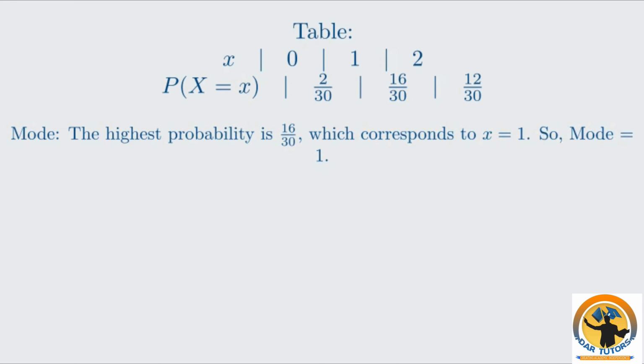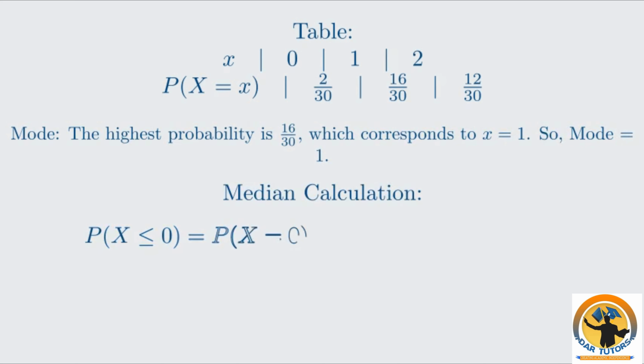To find the median, we calculate the cumulative probabilities. We start from the smallest x value. For x equals 0, the cumulative probability is P of x less than or equal to 0, which is just P of x equals 0, or 2/30. This is about 0.07, which is not yet 0.5.